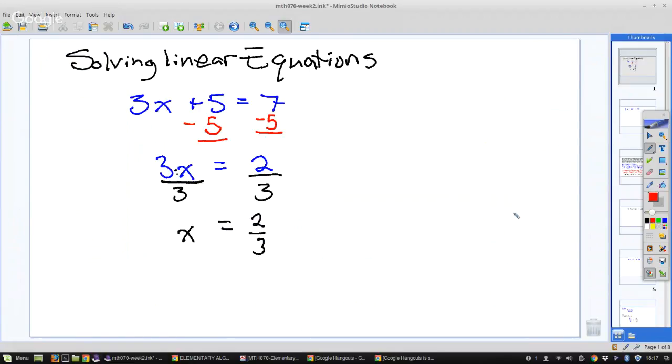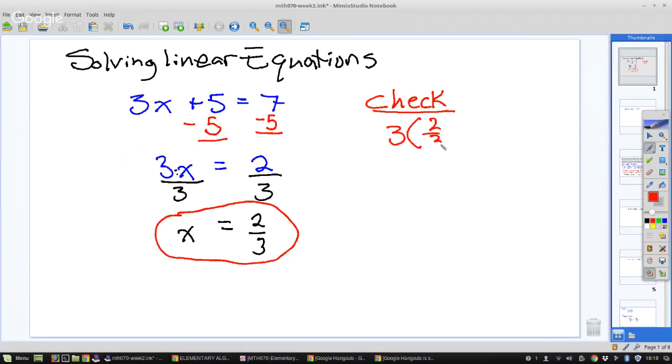Anytime you solve an equation, it is an educated guess. I think this is the answer. I should plug it in to check. And on the quiz that you're going to get this week, I'm going to ask you to solve and check. So the check would look like this. 3 times 2/3 plus 5 supposed to equal 7? And then basically I do arithmetic and hope.